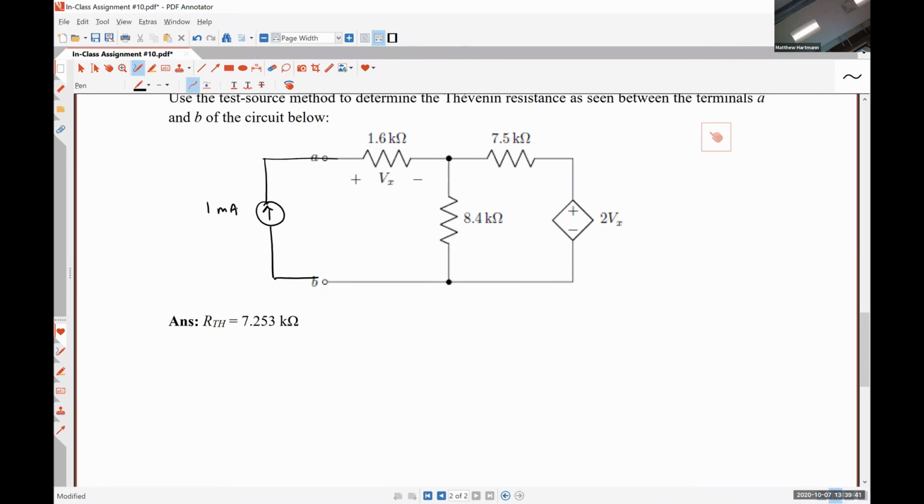So using a current source in this case, that lets me effectively determine what the voltage Vx is, or it lets me set it, right? So if I use a 1 milliamp current source, what's Vx?